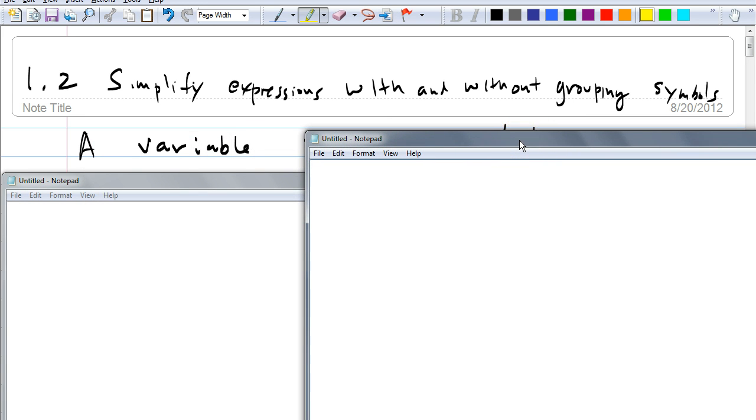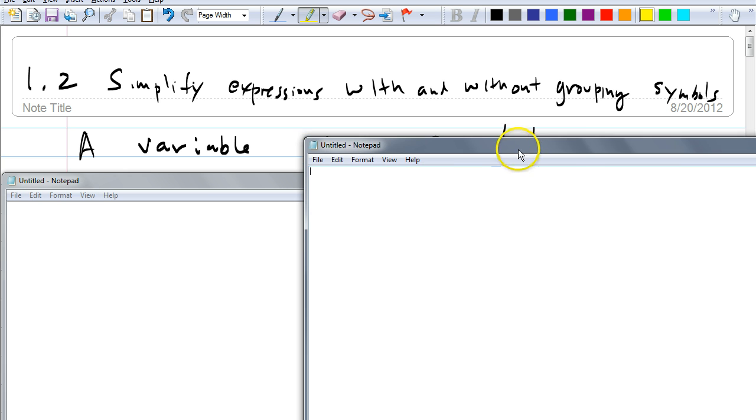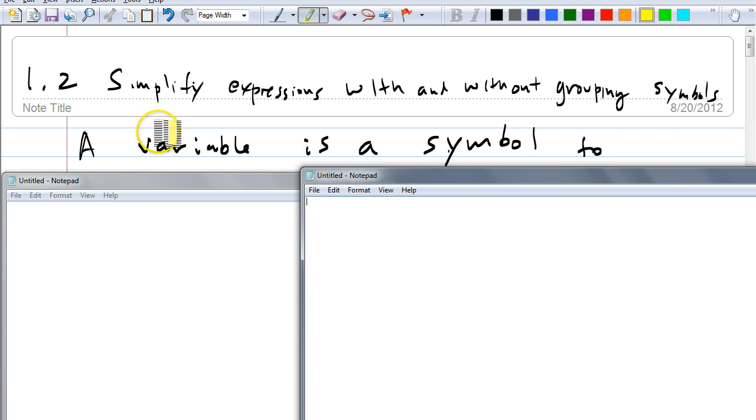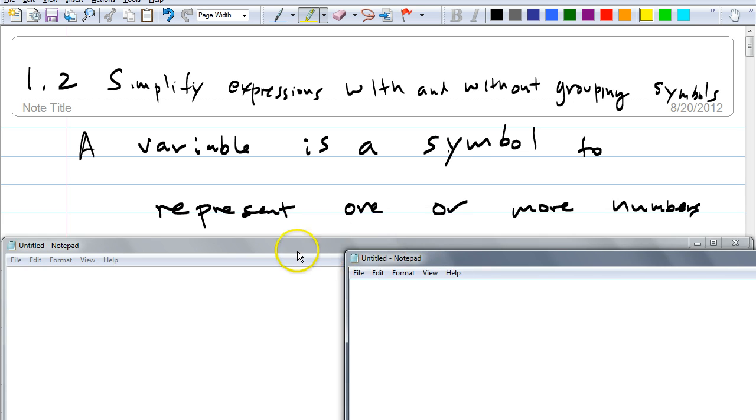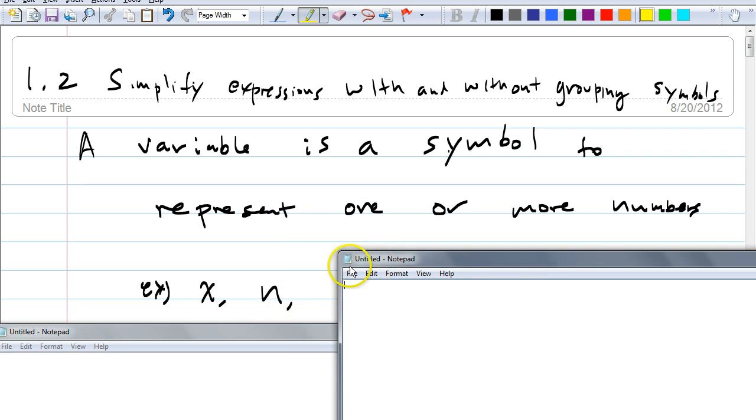How many people know what a variable is? If I ask you this way, which letter do we use the most for a variable? Everybody say it. X. We like to use X. So I'm going to define a variable for you. A variable is a symbol to represent one or more numbers. So you're right, we use X a lot.